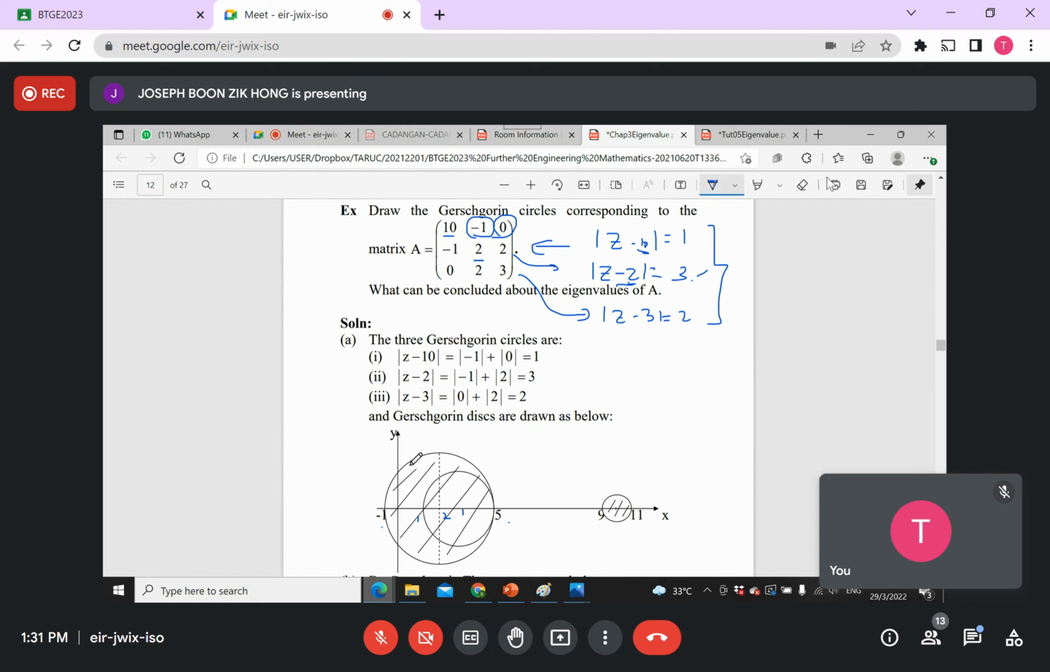All your eigenvalues will be inside these circles. The possible answers will be inside these circles. This is what is meant by the Gershgorin circle. You need to know how to draw the circles. It's very important.